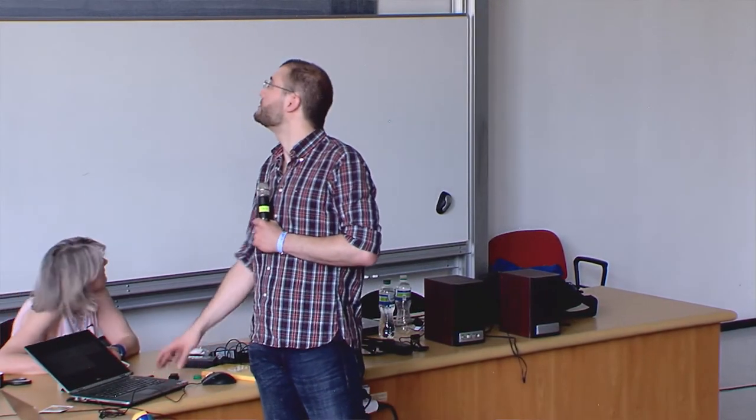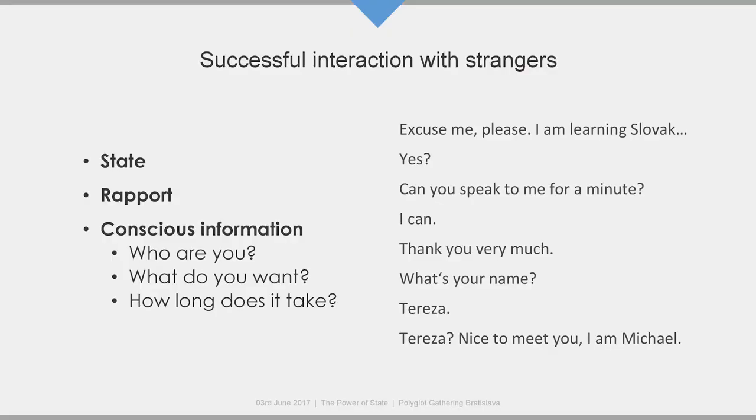And what did I do here? Let's look a bit more closely. So I promised you we talk about conscious information that is relevant for a high-performance state when interacting with natives. Now, the three core elements are here. Who are you? There were a couple of discussions about whether we should talk to strangers, and how. Well, they are persons to model, they are people to model.